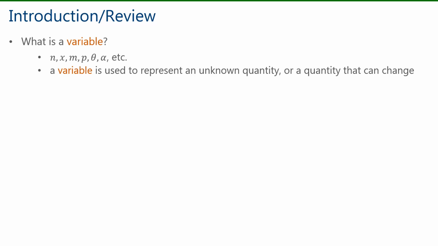So let's begin our introduction or our review by considering the question, what is a variable? Well, in mathematics, a variable is used to represent an unknown quantity or a quantity that can change. And we often use letters, N, X, M, P. We could use Greek letters like theta, alpha. These are some of the more common variables.